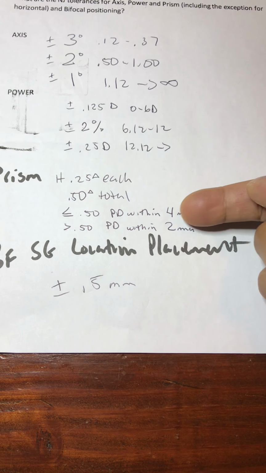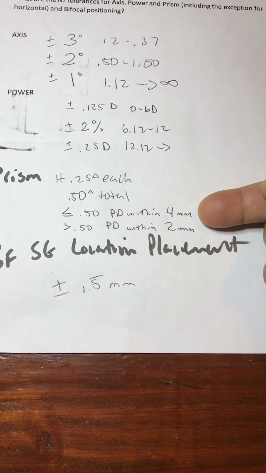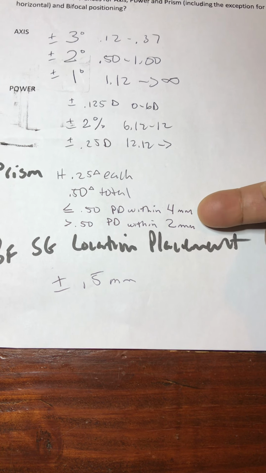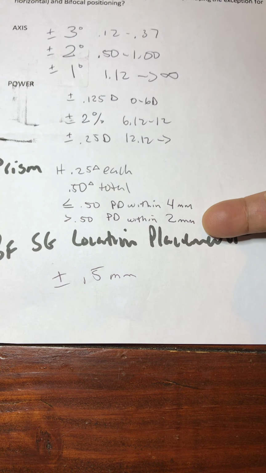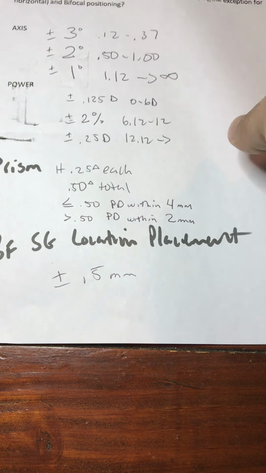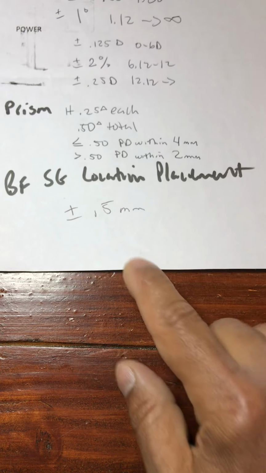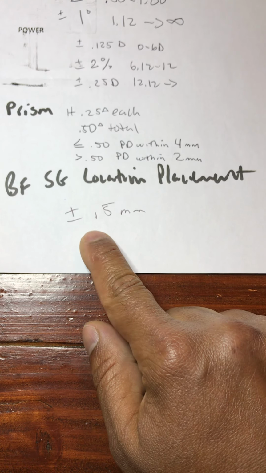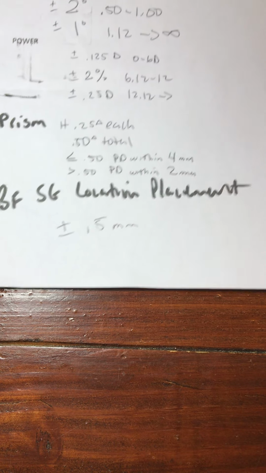If it's less than or equal to 0.5, the PD must be within 4. If it's greater than 0.5, PD within 2. And under the bifocal seg location, it should have been plus or minus half a millimeter.